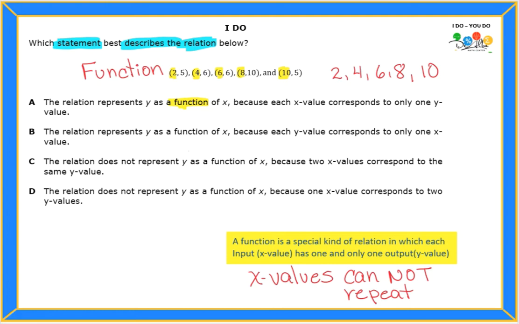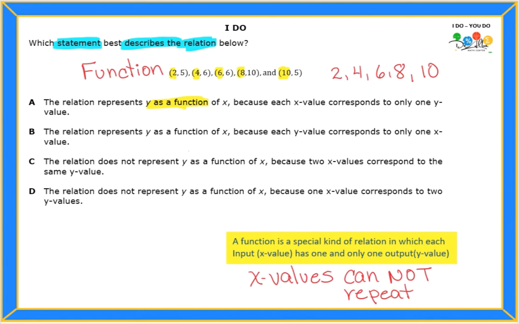So let's look at the answer choices that are given to you. Letter A says, the relation represents y as a function of x because each x value corresponds to only one y value. And that is true. It is a function, right? My relation is a function and it seems pretty good for an answer.